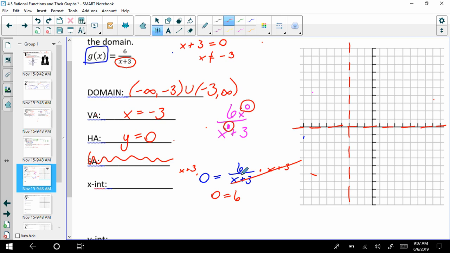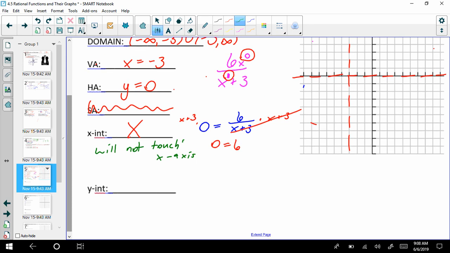What? There's no x left, and that doesn't make sense. Because this is complete garbage, there aren't any x-intercepts. So how does that help me with the graph? Well, I know when it comes time to look at the graph, it's not going to touch the x-axis. It will not touch the x-axis. That's why we're looking at the intercepts. Now let's do the y-intercept.